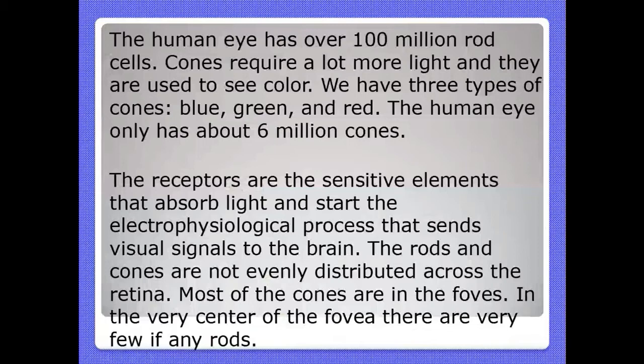So the receptors are the sensitive elements. These receptors, where rods and cones are there, will absorb light energy and start the electrophysiological process that sends visual signals. The signal means electrical signal to the brain center. The rods and cones are not evenly distributed across the retina.